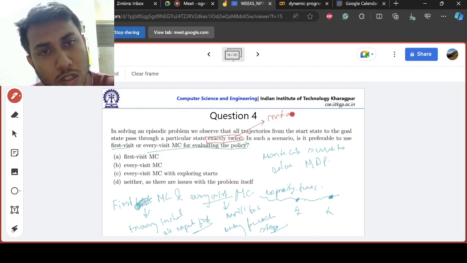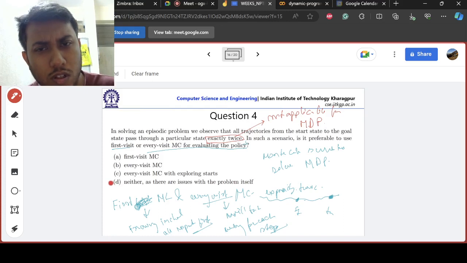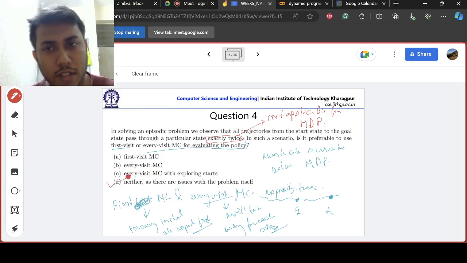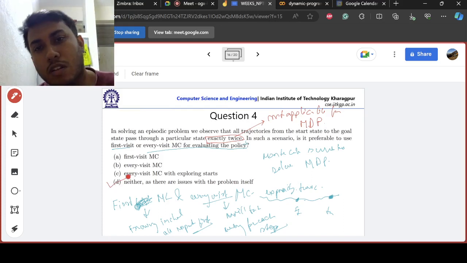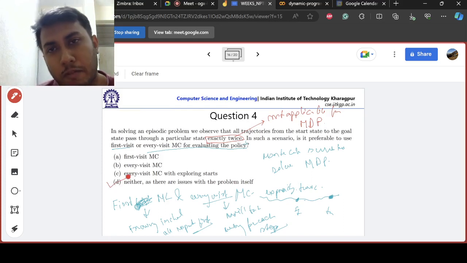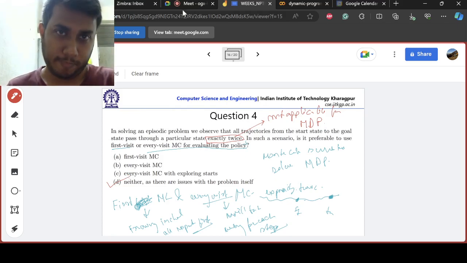It is not applicable for an MDP. So option D is correct. There is an issue with the problem statement itself, because for a single episode you cannot visit a state twice in an MDP. That's against the definition of an MDP.